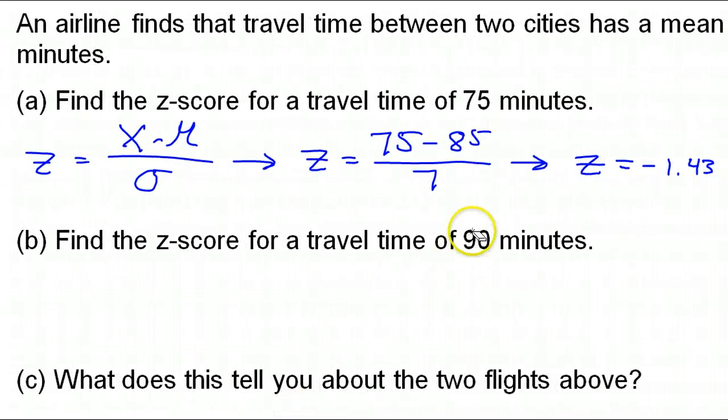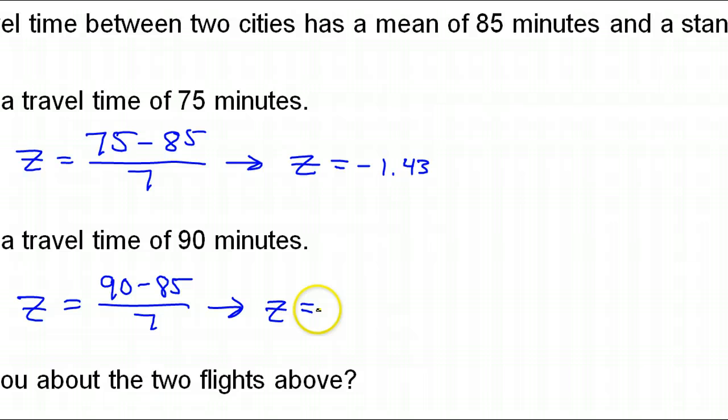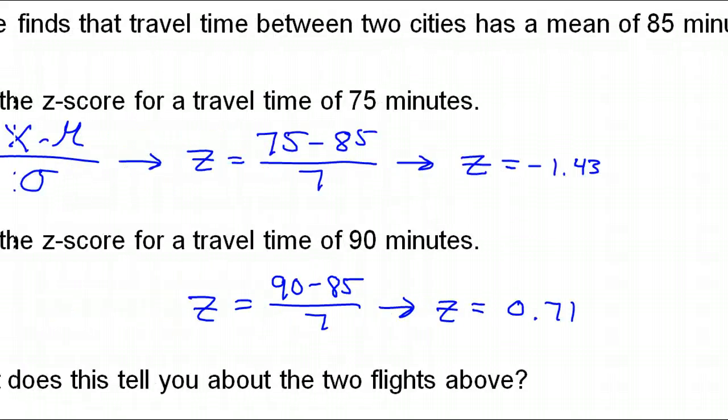Find the z-score for a travel time of 90 minutes. Similarly, the z-score is going to be 90 minus 85 divided by 7. That's going to be 0.714286. We're going to cut it there. Since the next digit is less than 5, I'm just going to leave it at 0.71. Okay, so there you go.